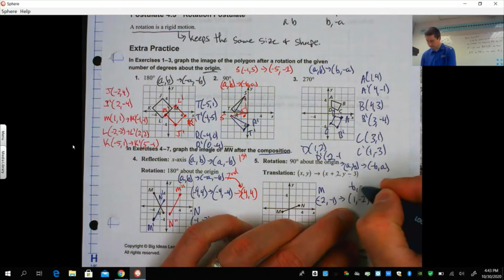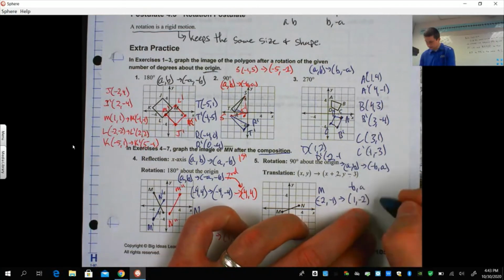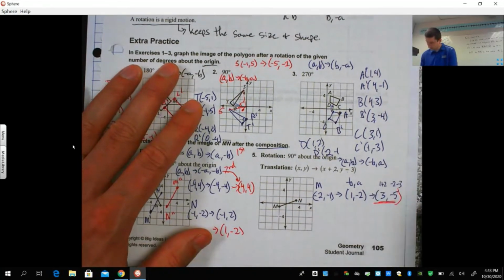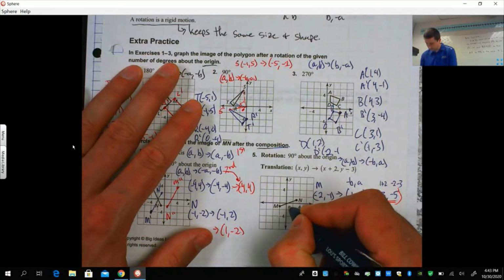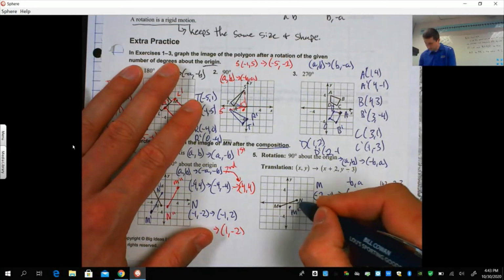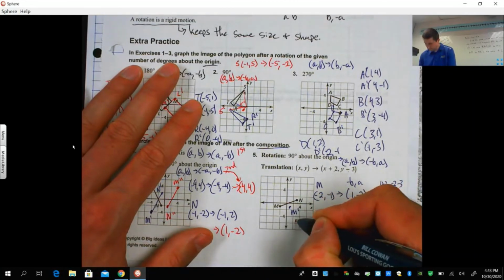And now we have to do x plus 2. So x, that's 1 plus 2, which is 3. And y minus 3, so negative 2 minus 3 would be negative 5. Should use that in red. Okay, so my first point would be 1, negative 2. There's M prime. And then 3, negative 5. M double prime.